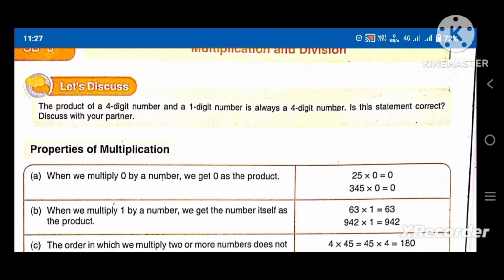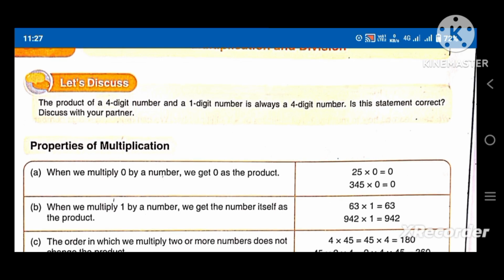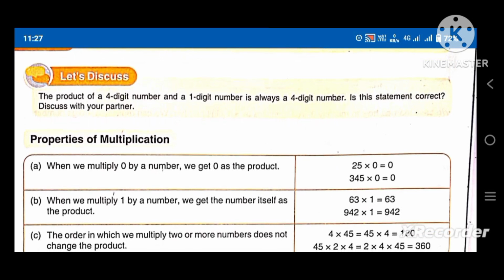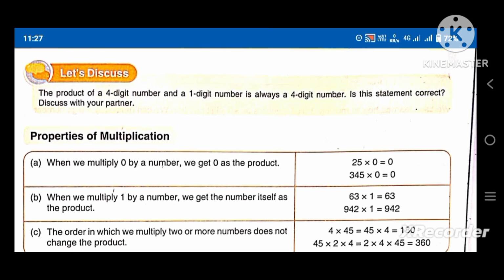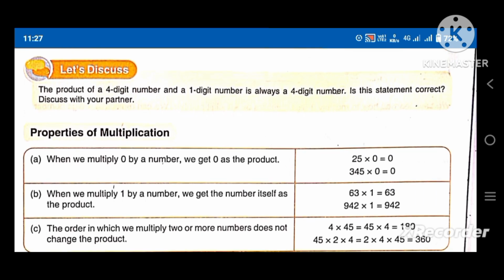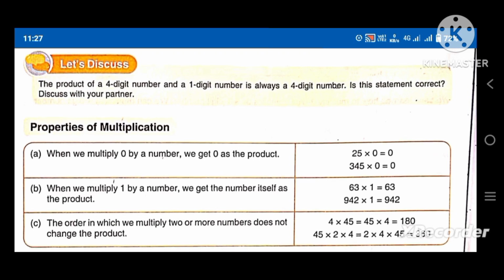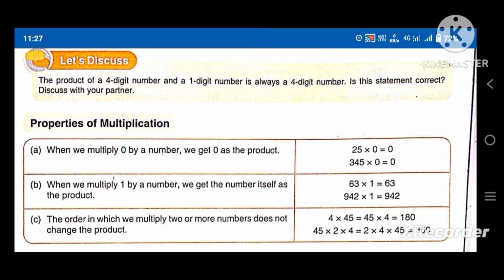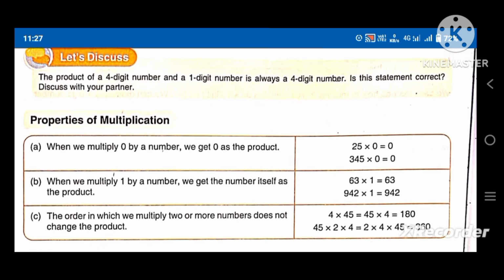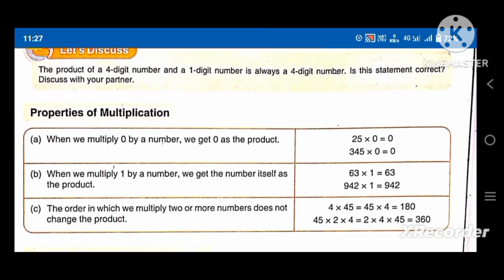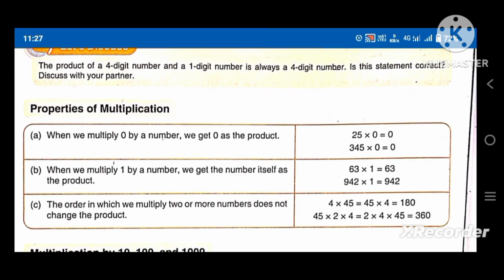Properties of multiplication. A. When we multiply 0 by a number, we get 0 as the product. 25 into 0 is equal to 0. 345 into 0 is equal to 0. B. When we multiply 1 by a number, we get the number itself as the product. 63 into 1 is equal to 63. 942 into 1 is equal to 942.